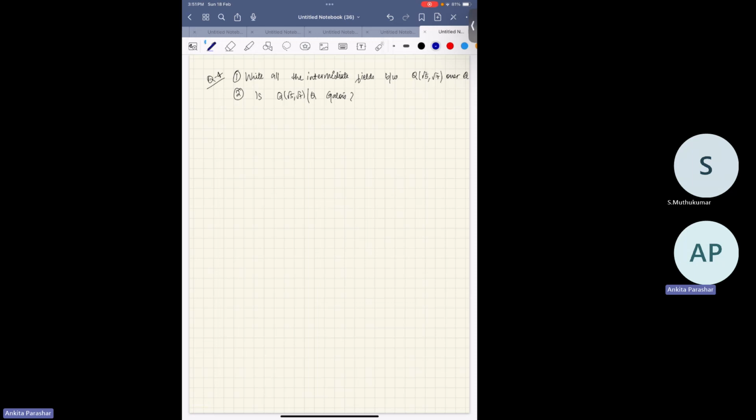So question 4 is: write all the intermediate fields between Q(root 5, root 7) over Q, and is it Galois? Can you see something?